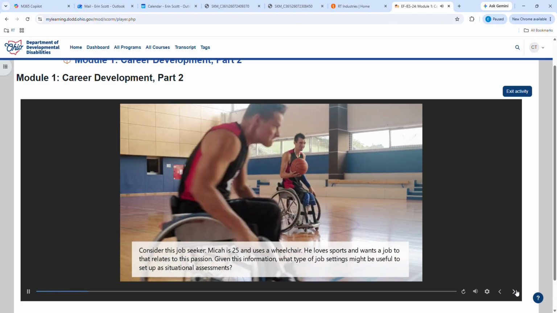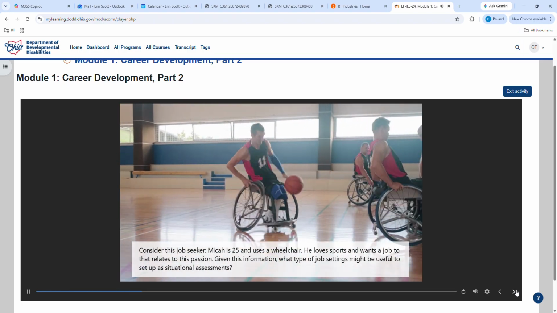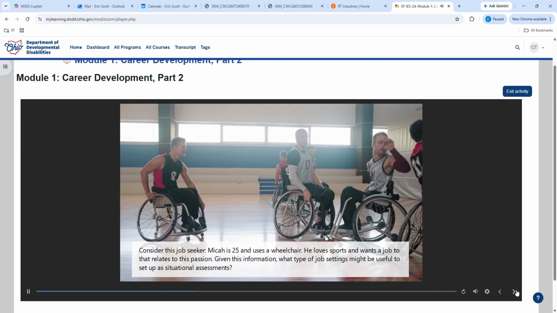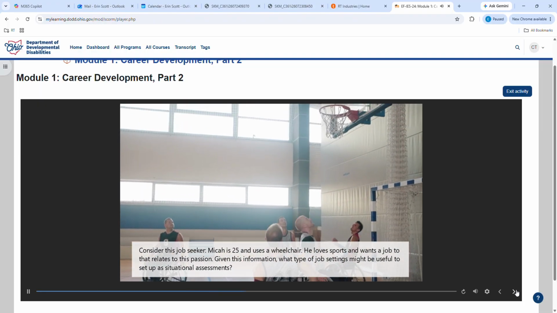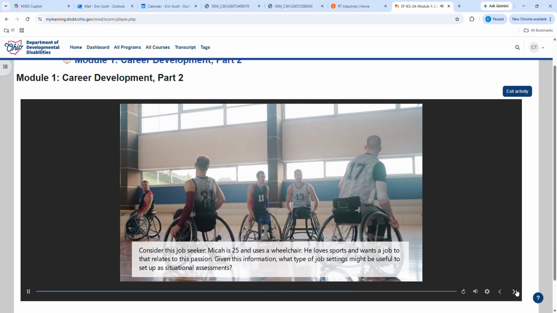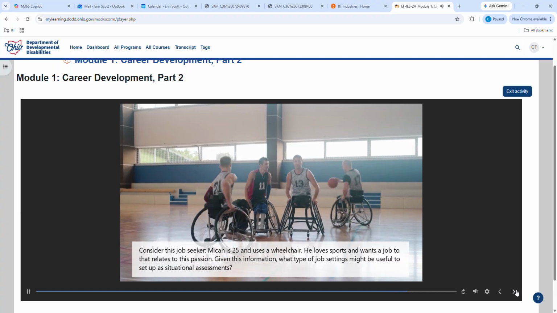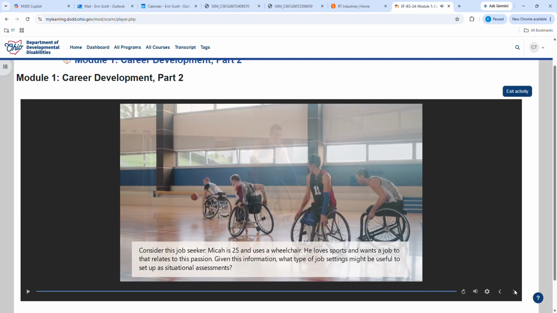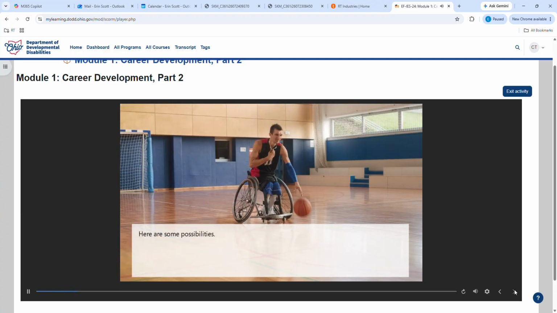Consider this job seeker. Micah is 25 and uses a wheelchair. He loves sports and wants a job that relates to this passion. Given this information, what type of job settings might be useful to set up as situational assessments? Here are some possibilities: health clubs, adult community recreation, parks and recreation, YMCA, public schools, retail sporting goods, media broadcasts, colleges.